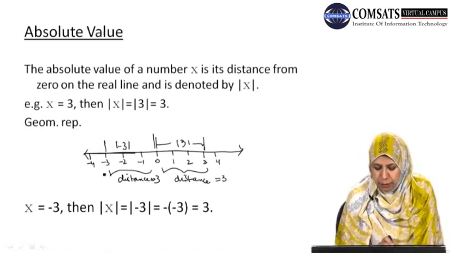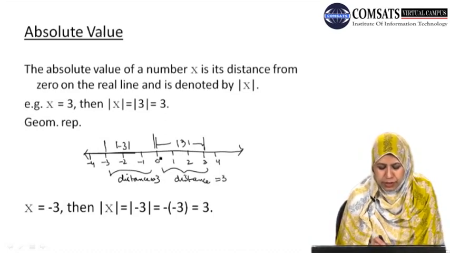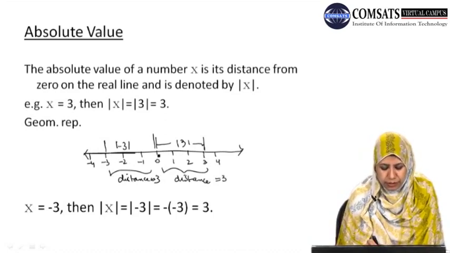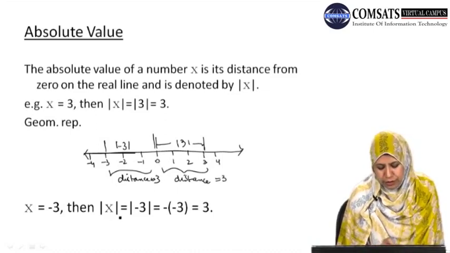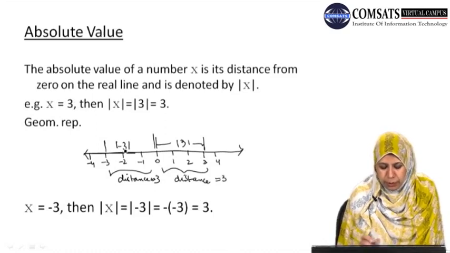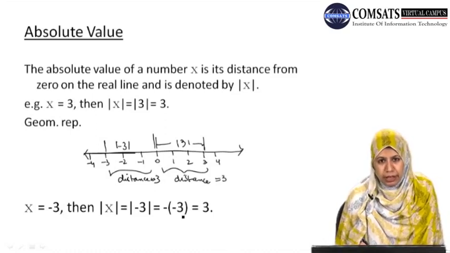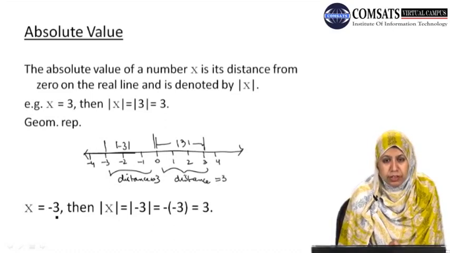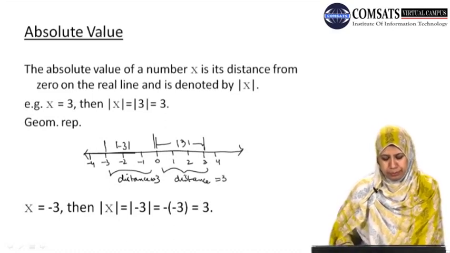As we saw, if we have a number minus 3, then what is its distance from 0? 3 units. It has a distance of 3 units from 0. So the absolute value of this number minus 3 will be equal to minus of that number, which is 3, if the number is negative.